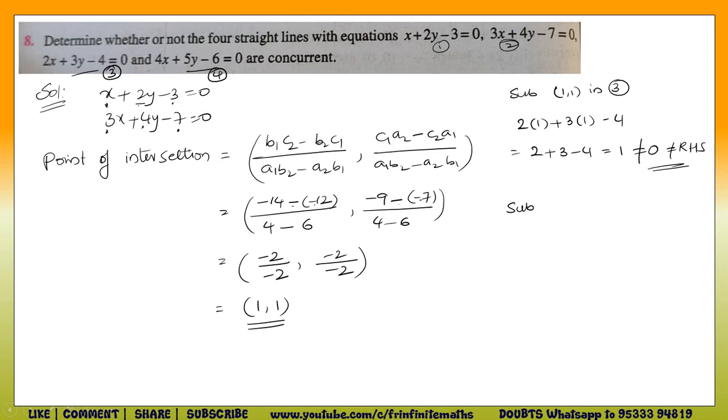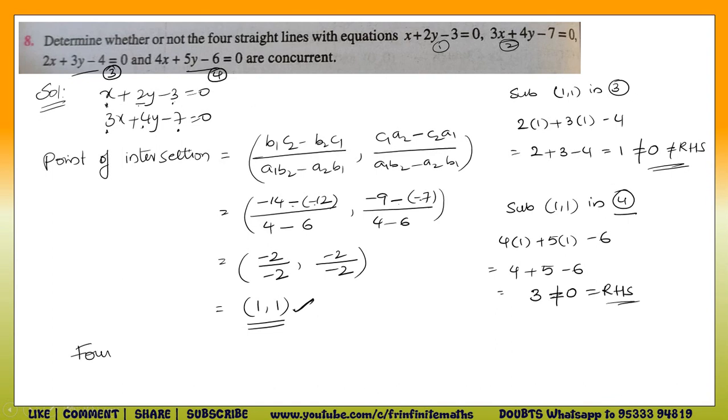Next, moving on to the fourth one. There is a chance, right? Substituting (1, 1) in equation number 4: 4 times 1 plus 5 times 1 minus 6. So 4 + 5 is 9, 9 - 6 is 3, which is not equal to 0. So clearly this is not equal to the RHS of equation number 4. So the point (1, 1) is not satisfied by equation number 3 as well as equation number 4. From this, clearly the given four lines are not concurrent.